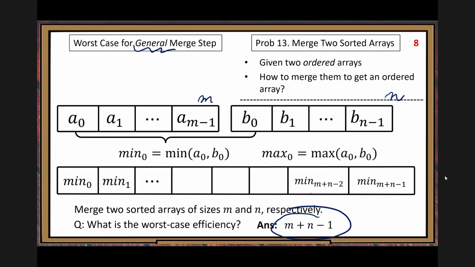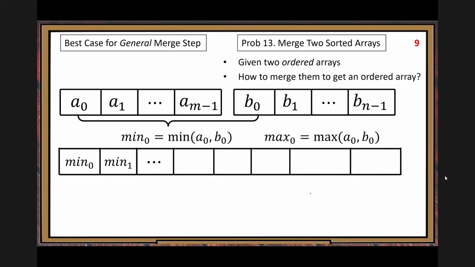Okay? Next, let's move to the best case. Let's do the same thing. This time, let's just do directly for the general merge step, but this time for the best case. Can you imagine under what situation we would get the best case? Try to see that. Minimum number of comparisons. You can get the whole array ordered, but your input should have some special property. Think about that.